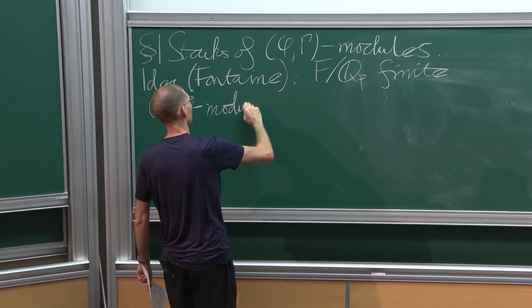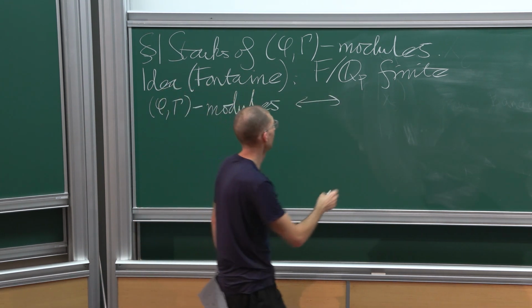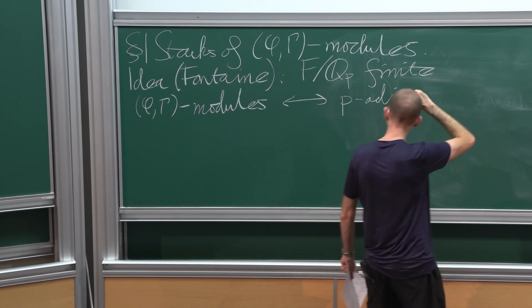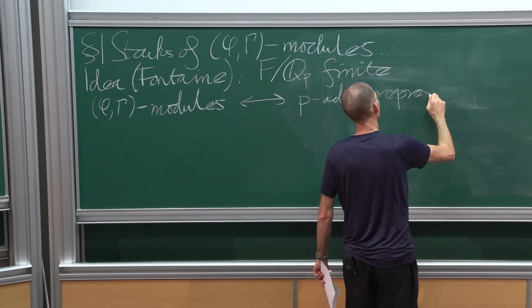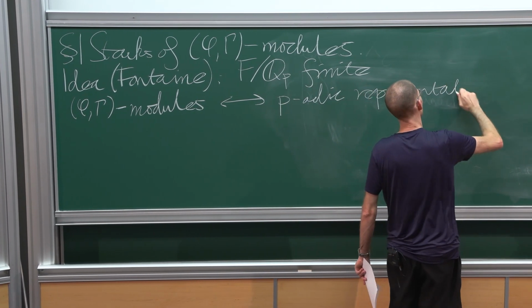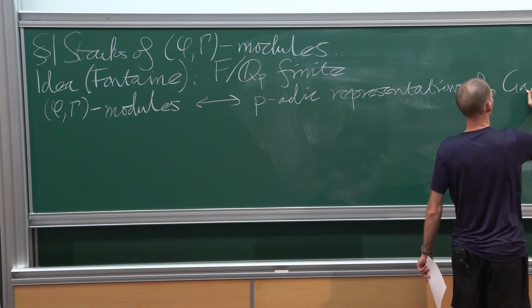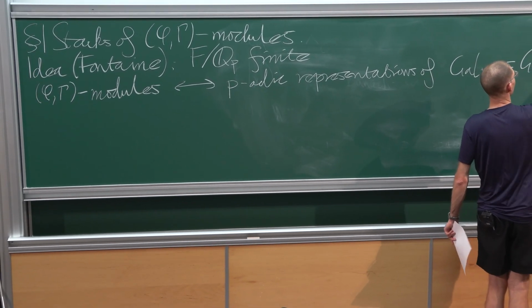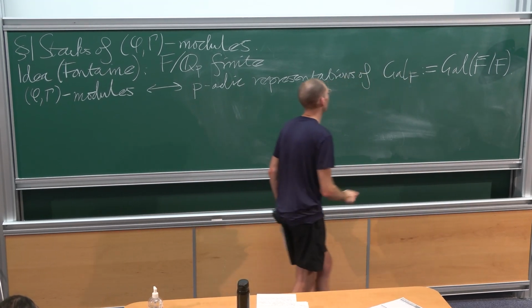some notion of a phi gamma module, I'll make this more precise in a bit, is going to correspond in some way to, it's going to be some kind of object that corresponds to p-adic representations of the absolute Galois group, Gal F, which is our notation for: fix some algebraic closure once and for all and take the absolute Galois group of F.